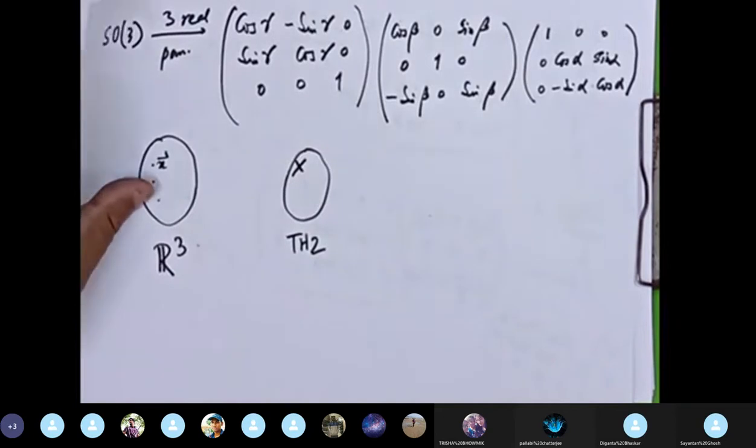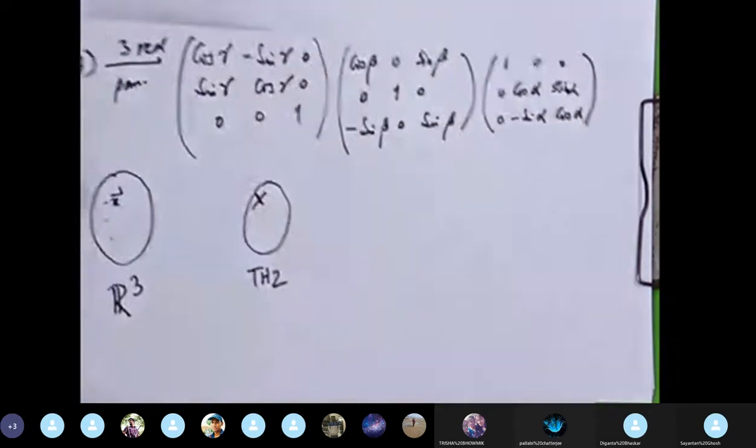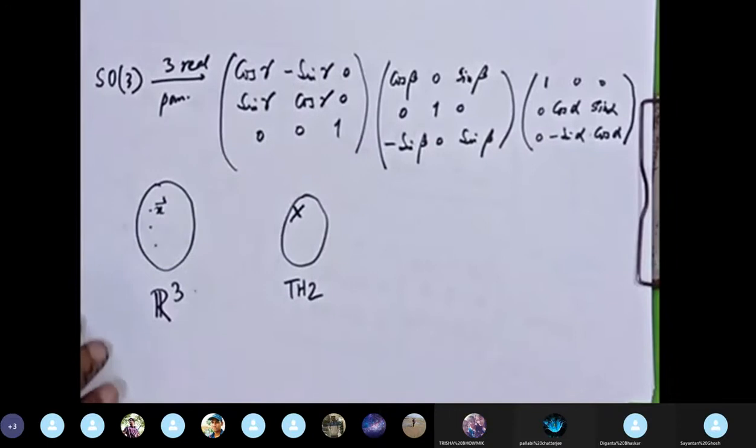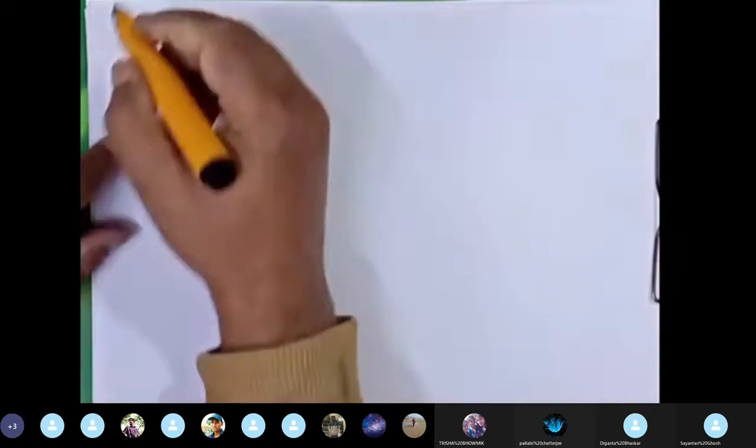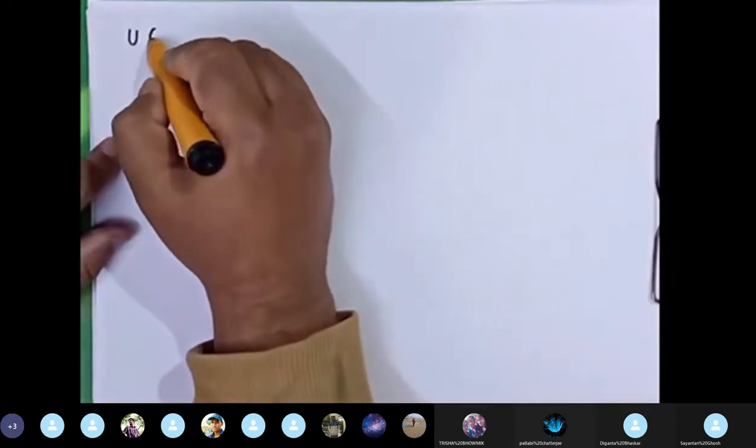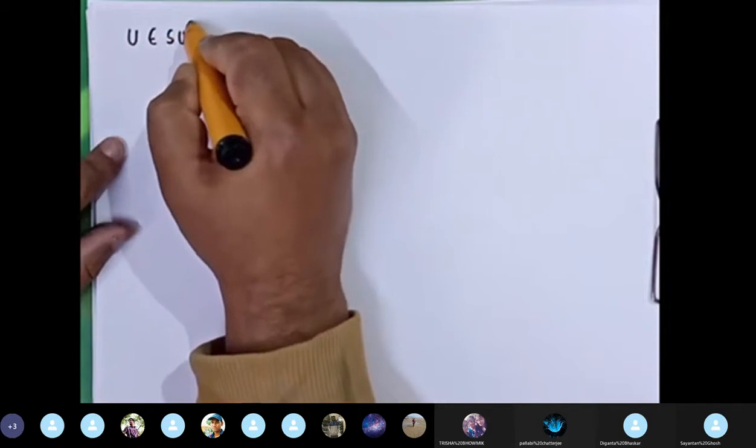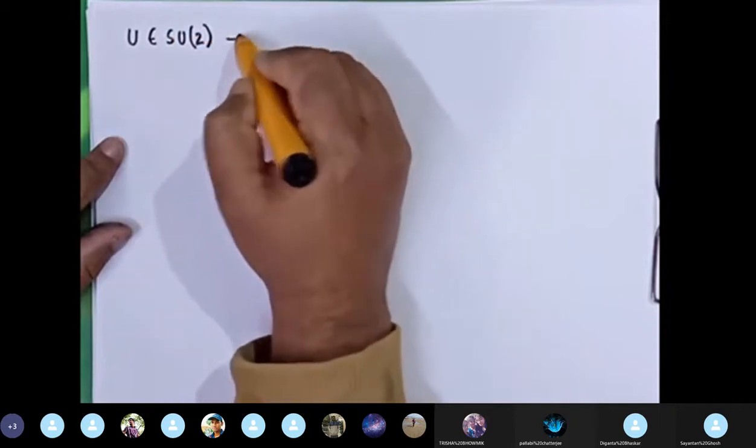Now, suppose, forget about this, leave this for the time being. Let us do the other way around, because that will be less complicated. Consider a matrix U belonging to SU2. So it needs 3 parameters.